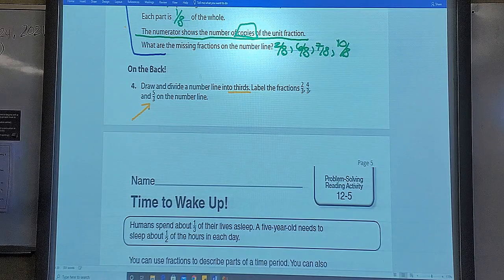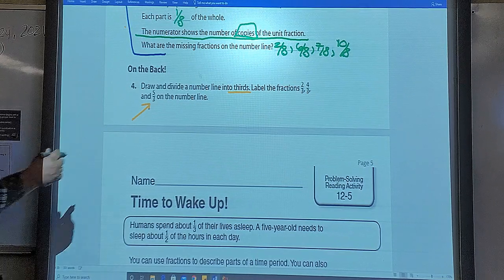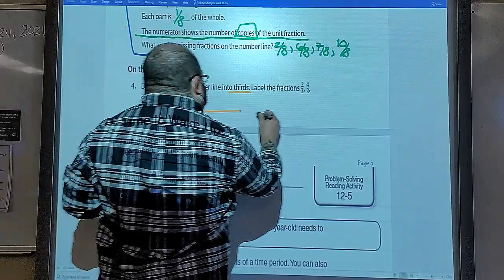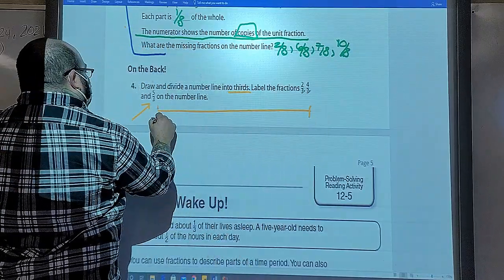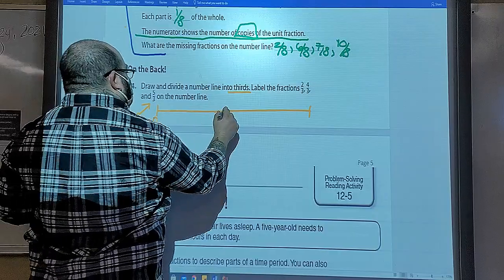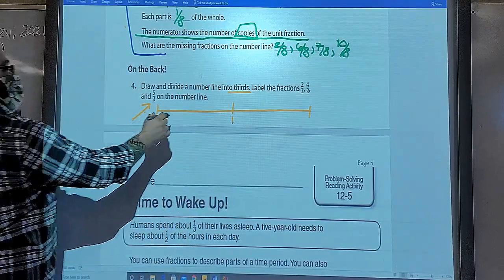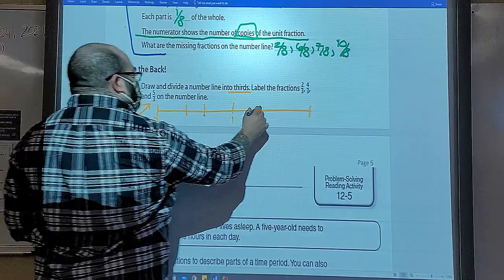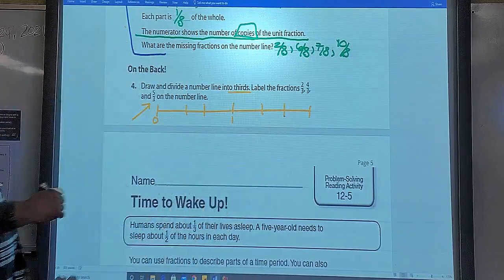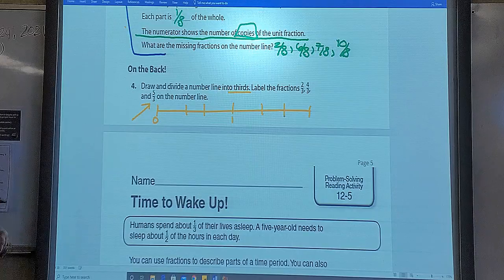So that means that, Jed, when I draw my number line, how many holes should I have? Am I just going from 0 to 1, or am I going a little past that? That's right. Going a little past 1. So if we have 0 here, 1 here, now we need to make sure that we've divided each one of these into thirds, right? So we have 1, 2, 3, 1, 2, 3.